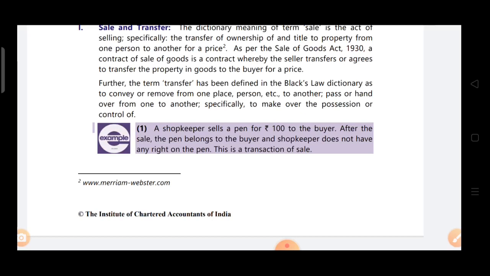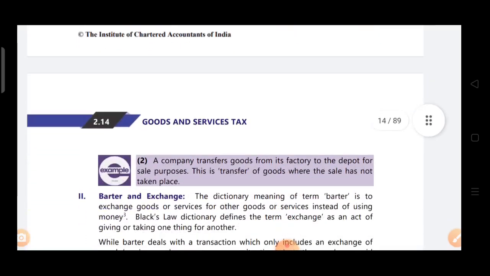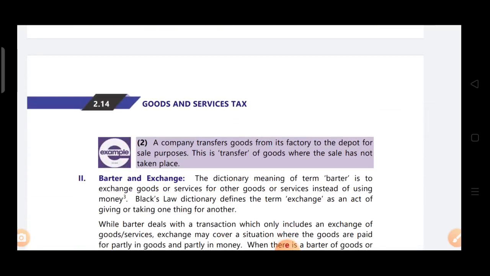If you purchase any pen from the market, then it no longer belongs to the seller. If you have given the money and purchased from the shop, then it no longer belongs to the shopkeeper. The pen belongs to you. So this is a transaction of sale. Now a company transfers goods from its factory to the depot for sale purposes. So this is transfer of goods where the sale has not taken place. Just goods are transferred from factory to depot. So this is transfer of goods.